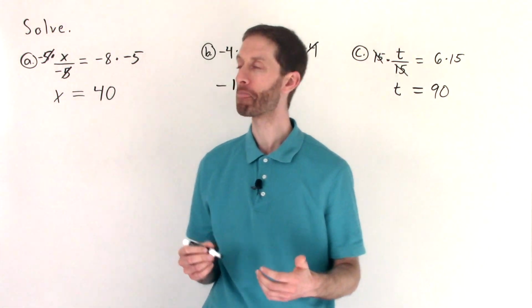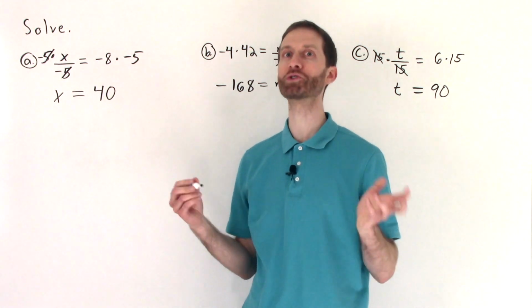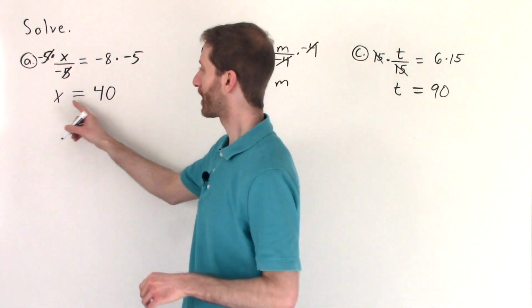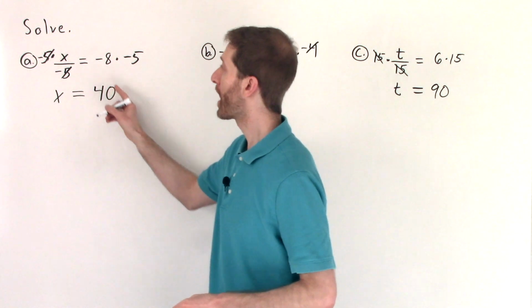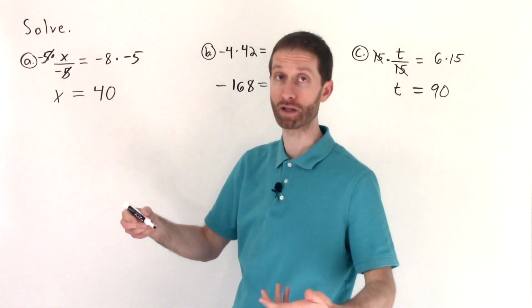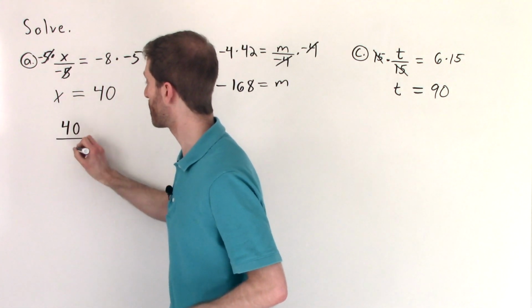Pretty sweet stuff. I'm going to go over letter A and how you will use a strategy called checking your solution to make sure that you're right. So very simple strategy here. Like before, you're going to take x equals 40, your solution, your answer, and you're going to evaluate it back in for x because we're saying that x is 40. So if x is 40, we replace it with 40.